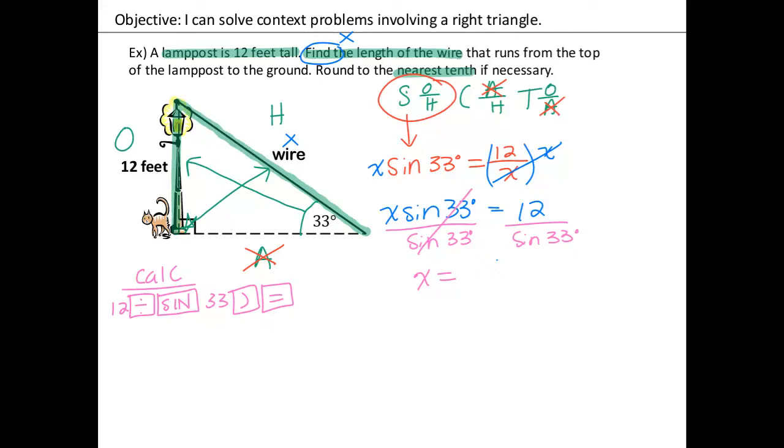Okay, righties, go ahead and tell your partner what you get for your answer to the nearest tenth. So after the decimal, one number. Righties, tell your partner what did you get for your answer.